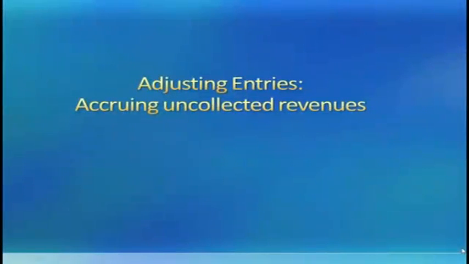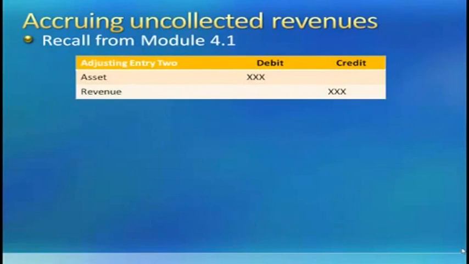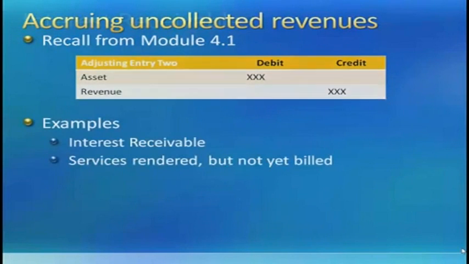The fourth and final adjusting entry accrues uncollected revenues. Recall from Module 4 that the fourth adjusting entry involves a debit to an asset account and a credit to a revenue account. Two common examples of accounts that would require this type of adjusting entry are interest revenue and services rendered but not yet billed.